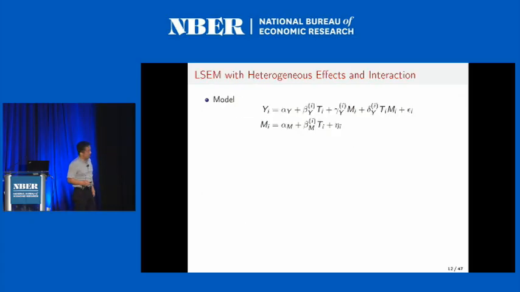Okay, now let's take one more step and make it even more complicated. So previously I assumed that everybody has the same effect. Okay, so the coefficient is exactly the same for everybody. Now I want to relax that and say, okay, there might be heterogeneity. So suppose that every coefficient can be different, taking a different value for everybody. Okay?